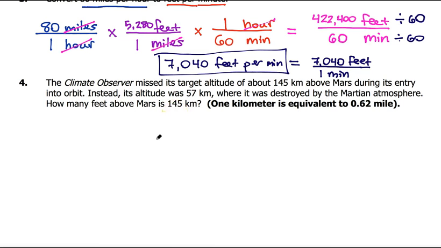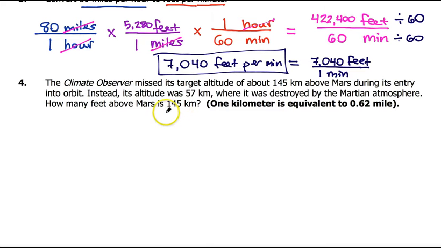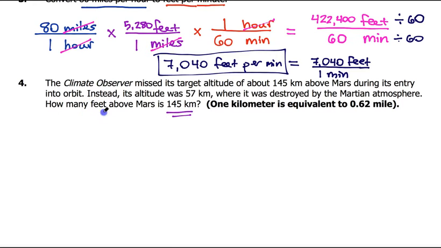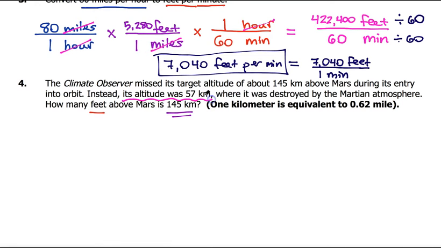Okay, so notice in this problem that they're asking us how many feet above Mars is 145 kilometers. So really, all they're asking us to do is to convert 145 kilometers to feet. They've given us some unessential information in this problem. The unessential information is this part right here, the altitude 57 kilometers. That really isn't necessary for me to do this problem. All I need to know is that they want me to convert from 145 kilometers to feet.